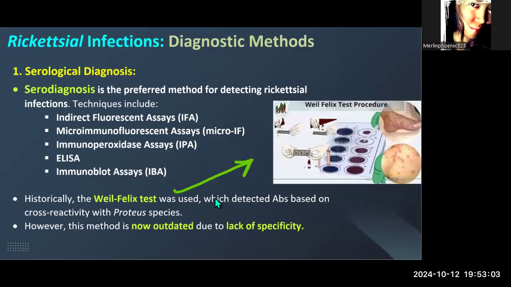And then the diagnostic methods. So serodiagnosis is the preferred method for detecting or identifying rickettsial infections, employing techniques such as IFA, micro-IF, IPA or immunoperoxidase assays, ELISA or enzyme-linked immunosorbent assays, and immunoblot assays or IBA. So previously, the Weil-Felix test was utilized to detect antibodies based on cross-reactivity with Proteus species. But this method is now considered outdated due to its lack of specificity.